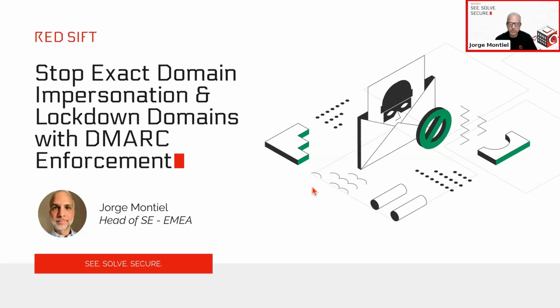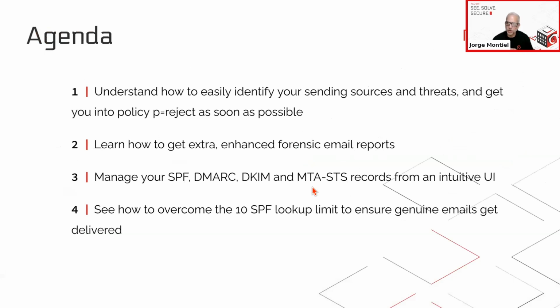Just to set the scene, we have the agenda here. You've seen this in your invite, but effectively the first part of the demo is around how we can easily identify those email sending sources and their threats, so that you can get into a policy of p equals reject as soon as possible. We'll also understand some added value when it comes to forensic email reports that will help you in those trickier situations, identifying whether any sending sources are yours or not.